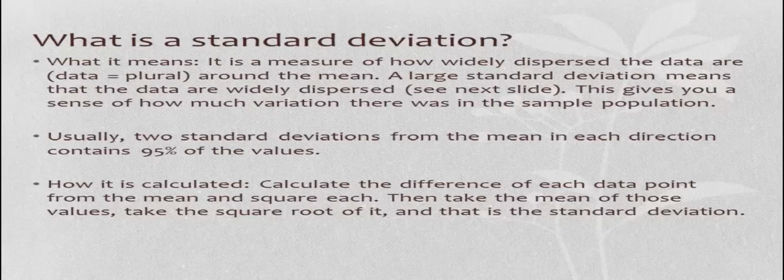Usually, 2 standard deviations from the mean in either direction contains 95% of the values in the sample population. And how it's calculated is we calculate the difference of each data point from the mean and square each difference. And then you take the mean of those values, take the square root of the mean, and that's the standard deviation. I'll take you through it in a minute.